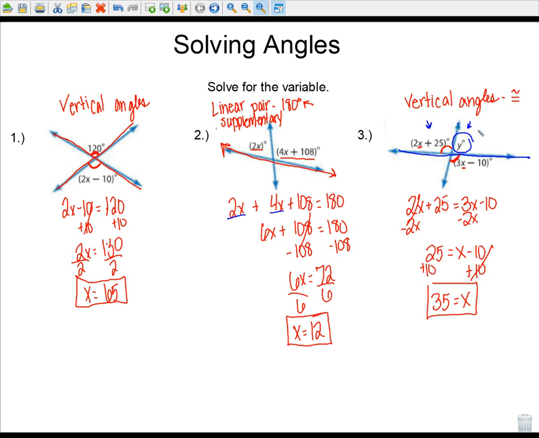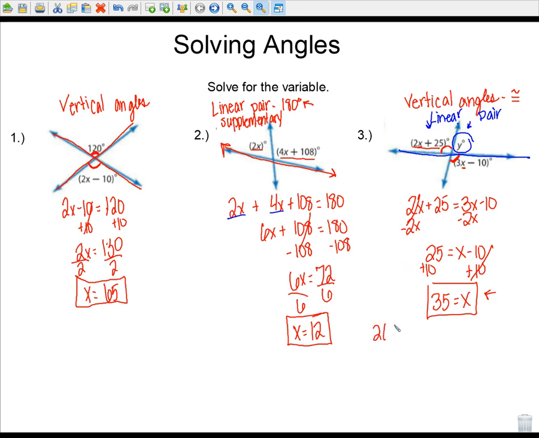Yes, we would. And the reason that we can do that is because these, like the last question, form a linear pair. So what we need to do is take 35, which was our x, and plug it in to 2x plus 25. That way we can figure out what this angle is.